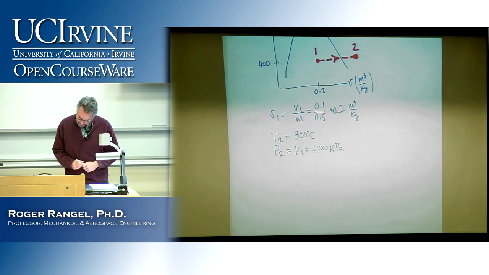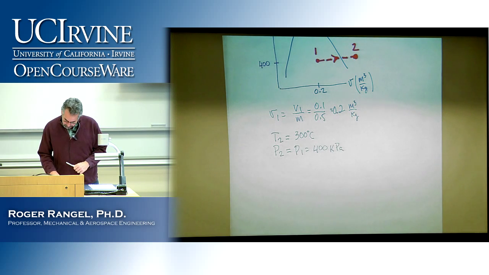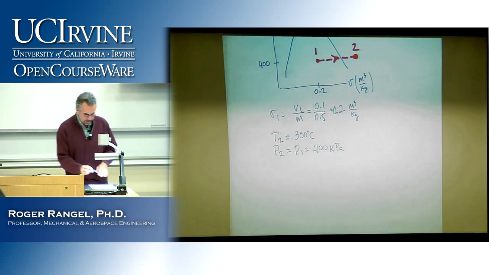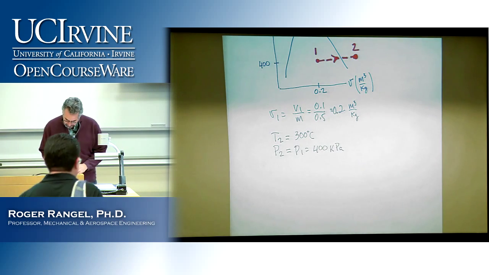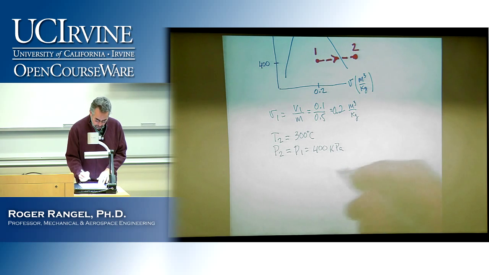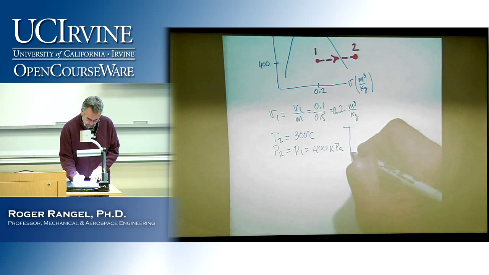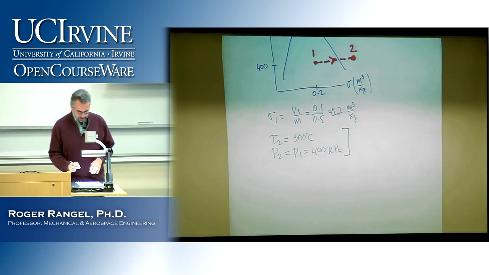We can get that quality. They didn't ask us to get that quality, but we could get it if we wanted to know the quality at 1. What we do need is that specific volume at 2, and of course I am going to get that from the superheated table using those two values.